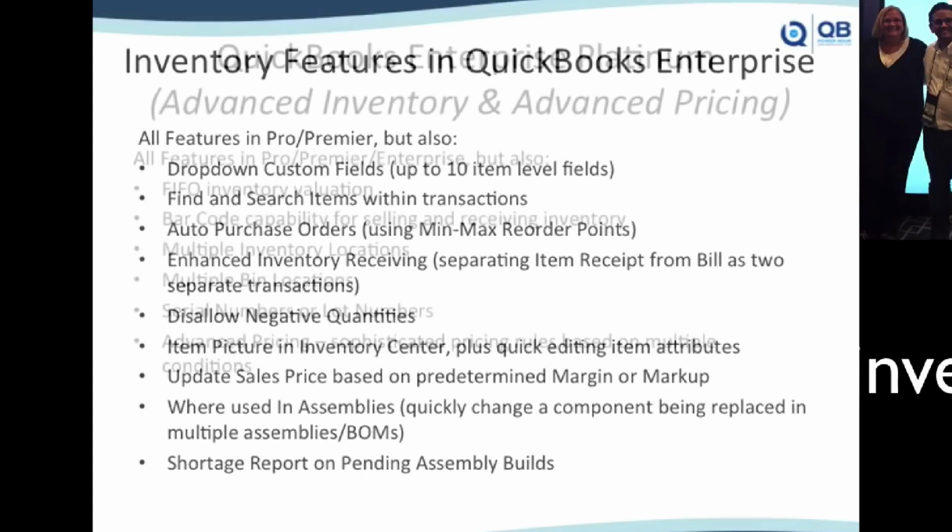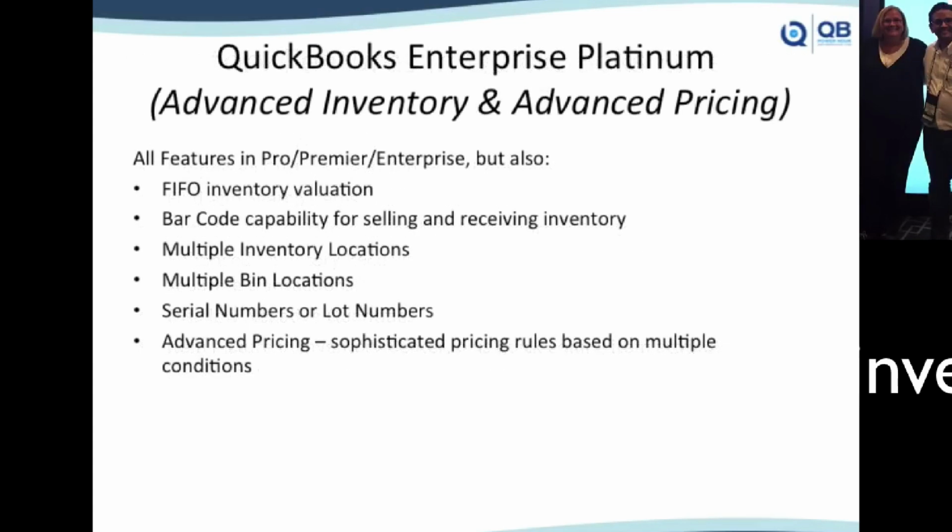The last one I'll talk about is QuickBooks Enterprise Platinum, which used to be called Advanced Inventory and Advanced Pricing. It gives you even more features. It gives you FIFO inventory valuation, which I mentioned earlier. It's already in QuickBooks Online. It gives you barcode capability for selling and receiving. And by the way, it's still very weak. I like to call Advanced Inventory more like Intermediate Inventory because the barcodes are extremely thin, in my opinion.